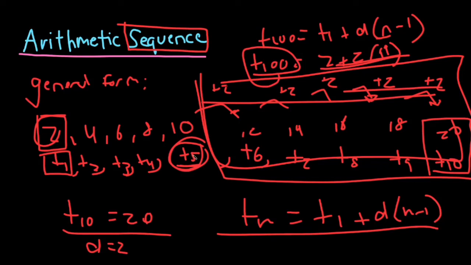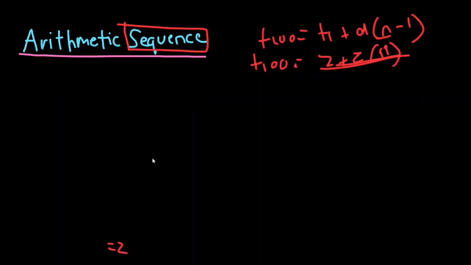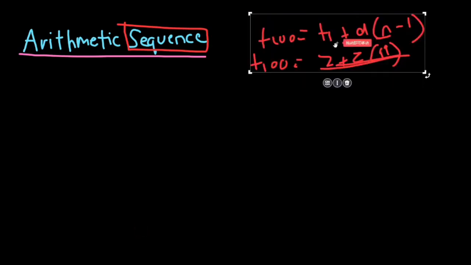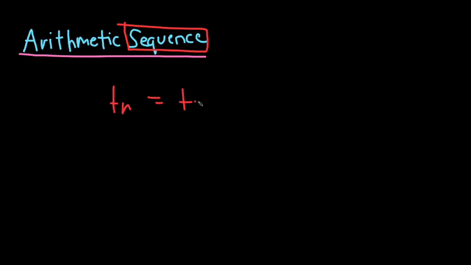And that is how you would use the general formula of Tn. That is how you would utilize the general formula that they give you of Tn equals T1 plus D bracket n take 1.